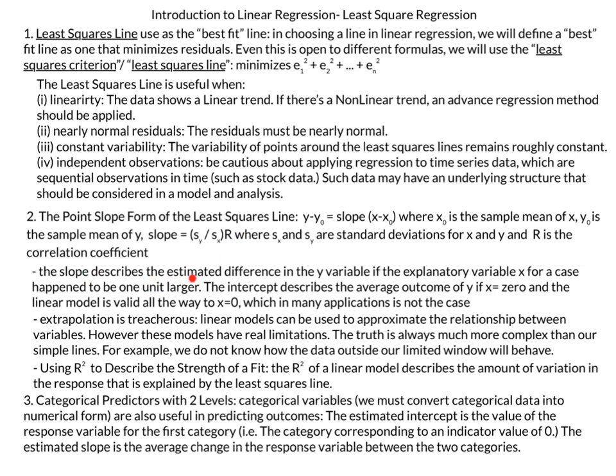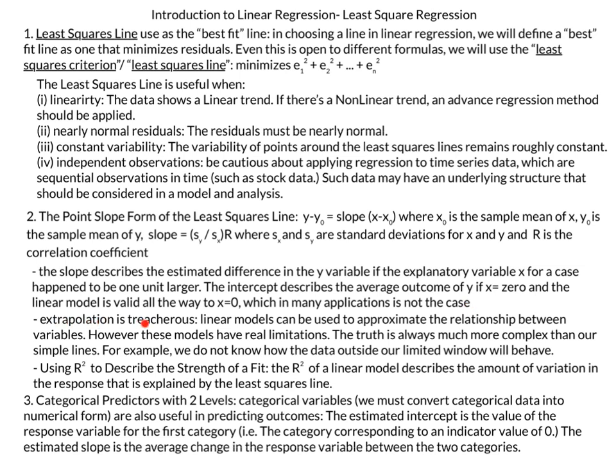The slope describes the estimated difference in the y variable if the explanatory variable x for a case happened to be 1 unit larger. The intercept describes the average outcome of y if x equals 0 and the linear model is valid all the way to x equals 0, which may not be the case.